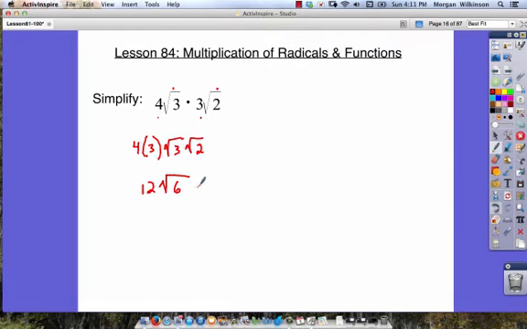With 12 times the square root of 6, we can't simplify the square root of 6 because that would just take us back to the square root of 3 and the square root of 2. So we've got our final answer. Let's take a look at a few more.